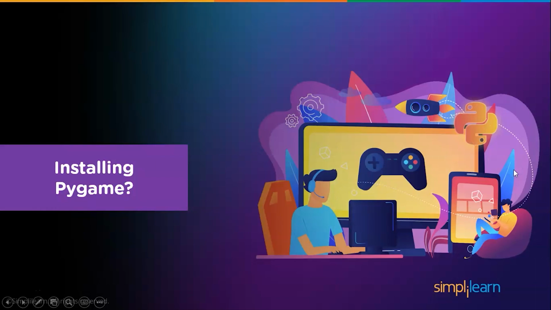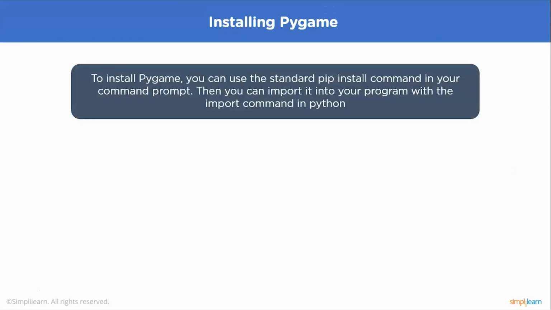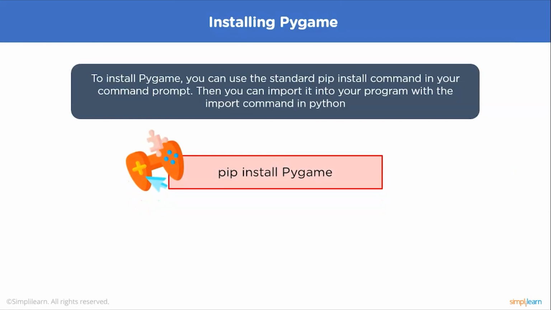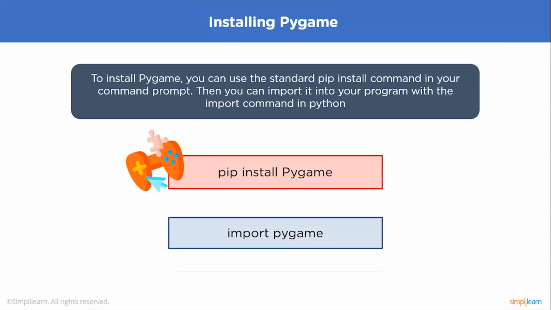Now, how do you go about installing Pygame on your system? To install Pygame, you can use the standard pip install command in your command prompt. Then, you can import it into your program with the import command in Python itself. Before installing Pygame, Python should be installed in the system. It is good to have Python 3.6.1 or above versions because it is much friendlier to beginners and additionally runs way faster.